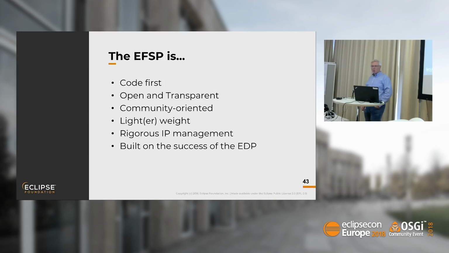So the takeaway: we're code first, transparent, community oriented, and by that we mean we're expecting the community to help us police a lot of this, and some of the behaviors that we're anticipating are based on open community conversations about things. We think it's lighter weight. It's certainly not zero weight. This is not the GitHub of specifications. There is some work that has to happen. But we still are applying the rigorous IP management that the Eclipse Foundation is well known for, and we're building on the success of the Eclipse development process. We've demonstrated that we've got something that works, and so we're going to keep using that wherever appropriate.